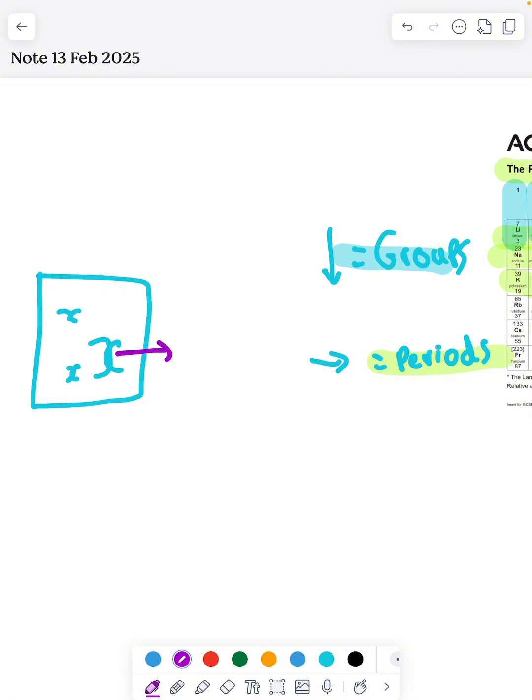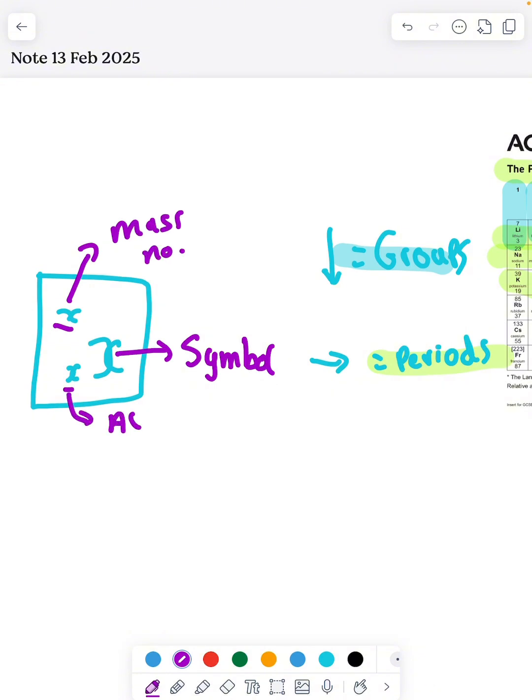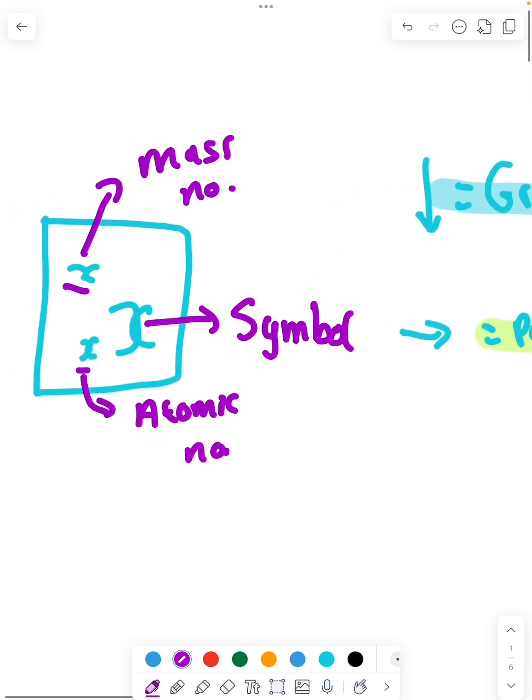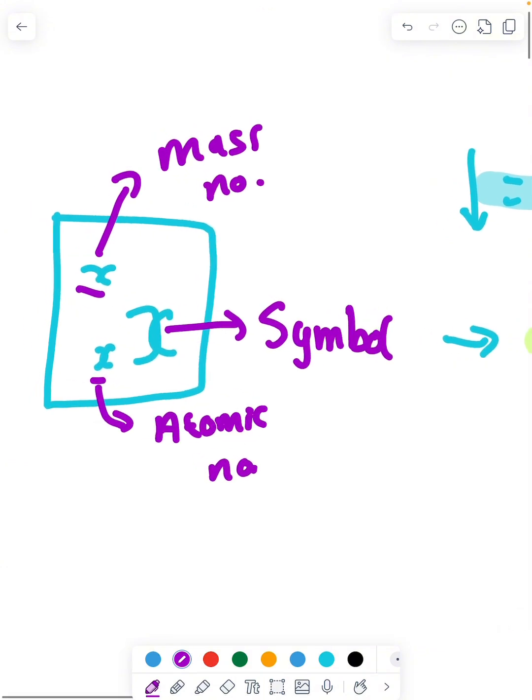So we've got our letters in the middle. This is a symbol. This tells us what element it actually is. We've got these 2 numbers, and one of them is a mass number. One of them is called the atomic number. We'll look at which one's which in a specific example. So again, on a simple level, an element is just a letter with 2 numbers and a little box drawn around it. That's all an element is for now.